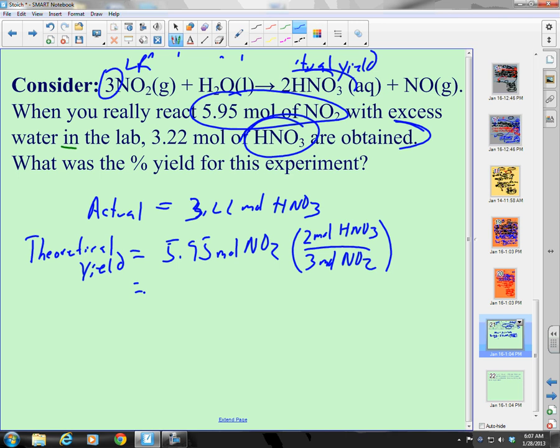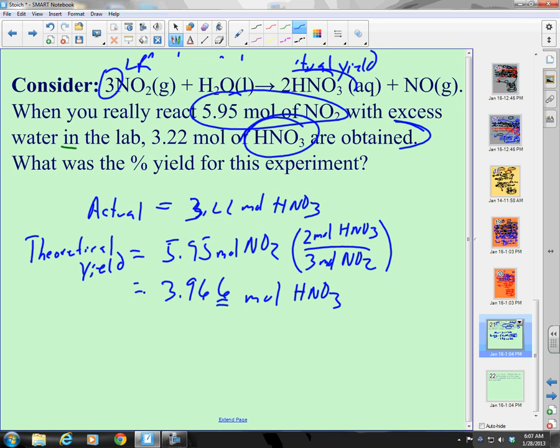What do I get? I have my magic TI-30XA in front of me. 5.95 divided by 3 times 2, and I get 3.966 moles of nitric acid. So let's see if that makes sense. This is almost 6 divided by 3. Yeah, that works good. That's close enough. Okay, so my theoretical yield is 3.966.